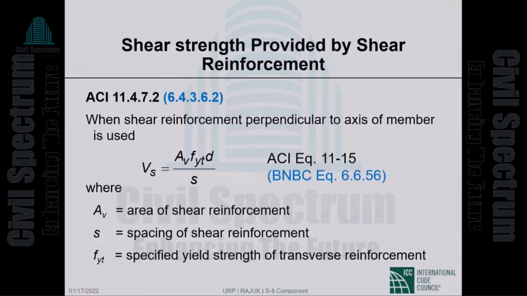When shear reinforcement perpendicular to the axis of the member is used, so this is now the reinforcement part. Okay, we talked about V sub C quite a bit. V sub S is A sub V F sub YT, that would be shear carried by one piece of shear reinforcement, times the number of shear reinforcement crossed by a diagonal crack, which is the D over S part. So V sub S is A sub V F sub YT D over S.